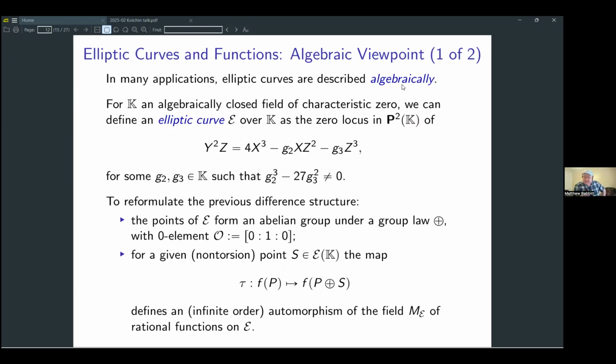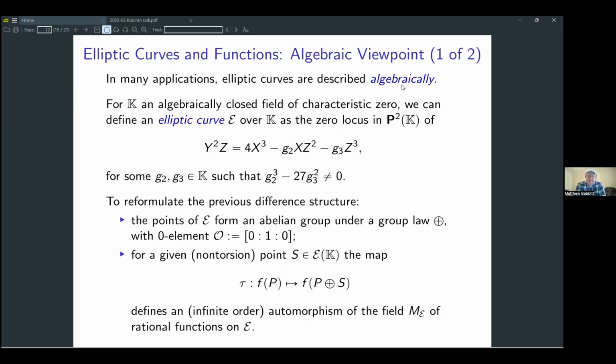And we can actually, with great effort, reformulate the previous difference structure. This elliptic curve is equipped with this fun group law, really famous. It's on the covers of all the elliptic curves textbooks, right? And then given a non-torsion point S on your elliptic curve, we're going to consider the shift automorphism that adds S using this group law to the argument of the function f. And this once again defines an automorphism of the field of elliptic functions on E, and in particular, rational functions on E.